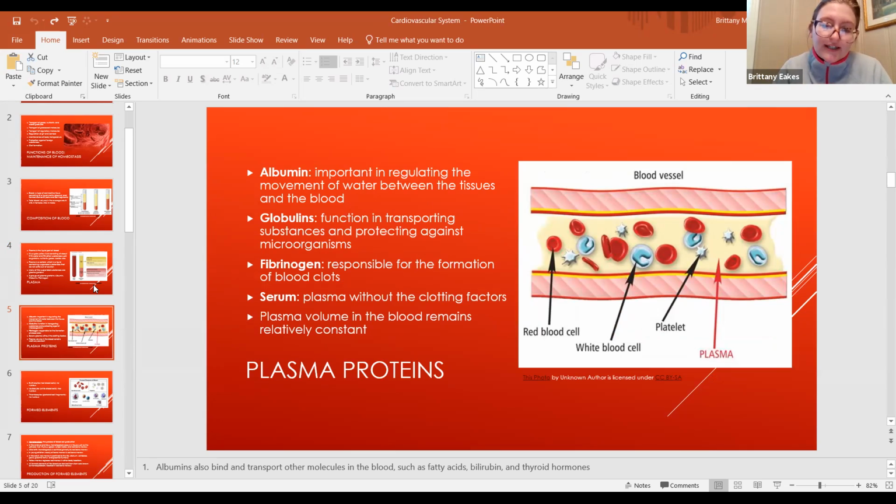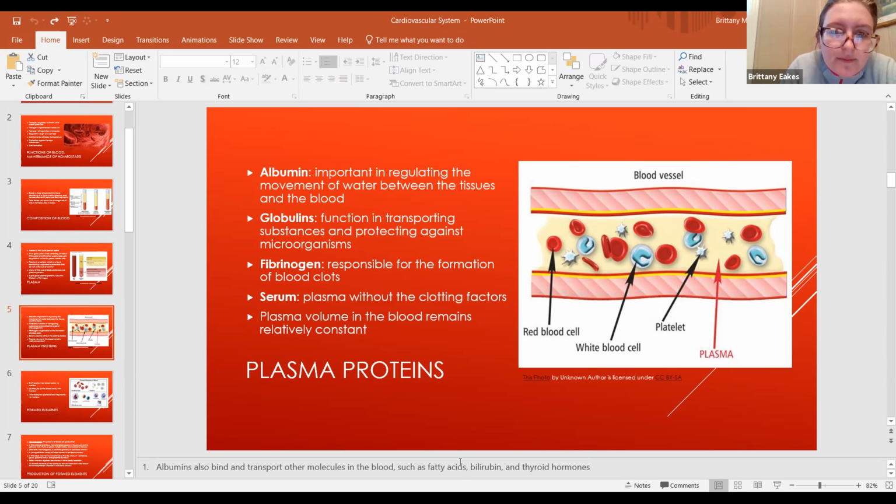Albumins bind and transport other molecules in the blood, such as fatty acids, bilirubin, and thyroid hormones. They're also important in regulating the movement of water between the tissues and the blood. That's their main function, but they can also bind and transport fatty acids and bilirubin, which is what causes the yellow. That's something to do with the liver. Bilirubin is that yellow of bile.